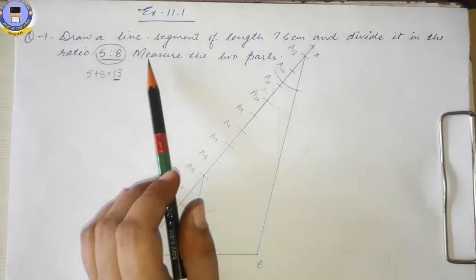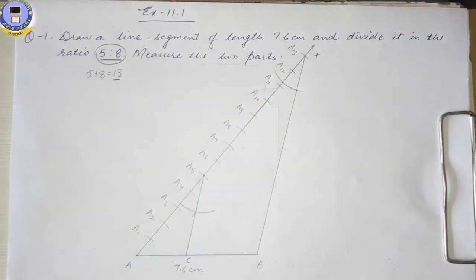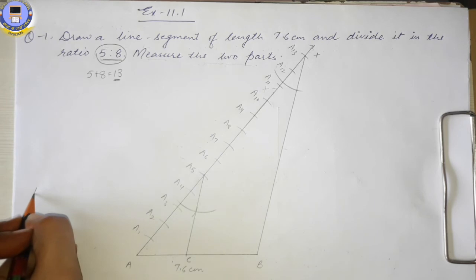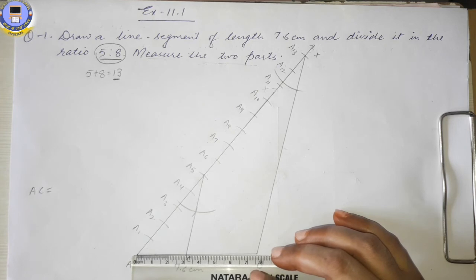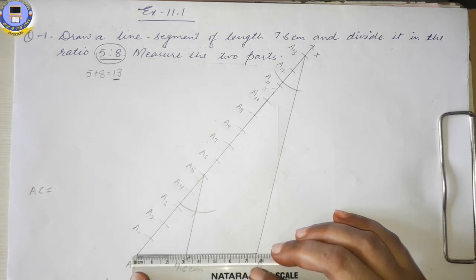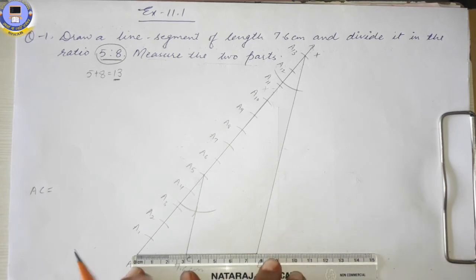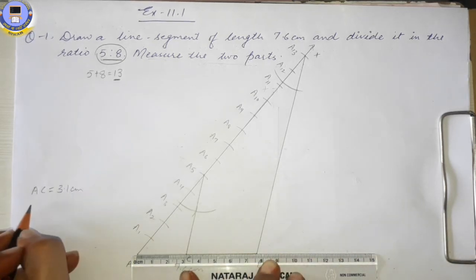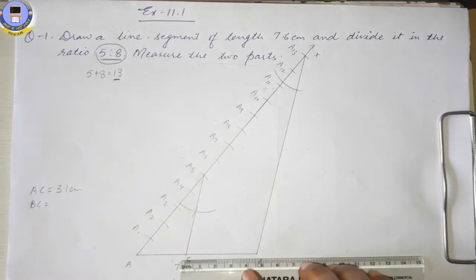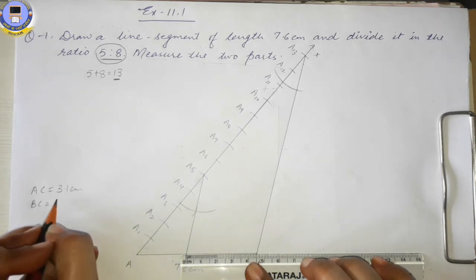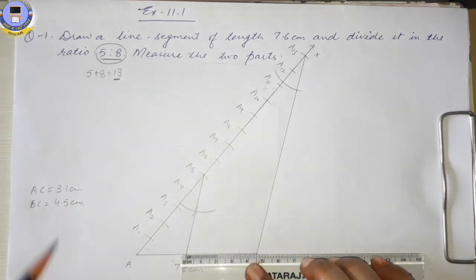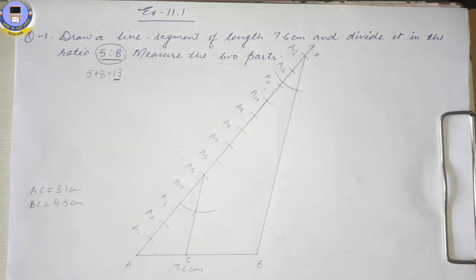Now they are also asking to measure the two parts. Both the parts you have to measure. Which part? AC as well as BC. So you have to measure the length of AC with the help of scale. It is approximately equal to 3.1 centimeter, and BC is equal to 4.6 centimeter, approximately. 4.5 is coming, 4.5 centimeter or 4.6 centimeter. So their sum is equal to 7.6 centimeter.